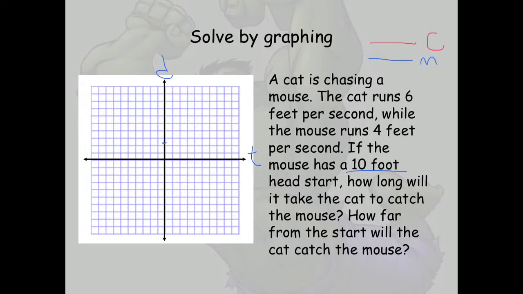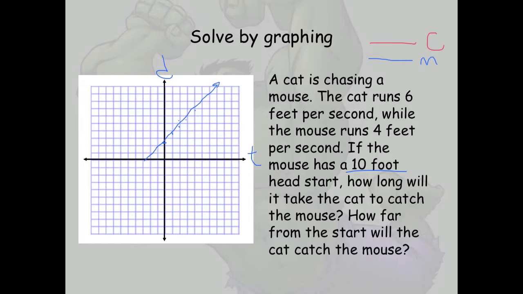And then the mouse runs 4 feet per second, so it's going to go up 1 square over 1 each time. Up 1 square over 1. Up 1 square over 1. Up 1 square over 1. And we're going to have a line that looks just like that. It's not very good, but you guys get the point. So that is the mouse's line.